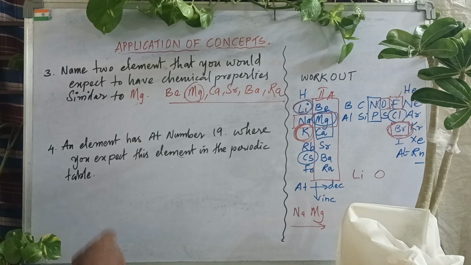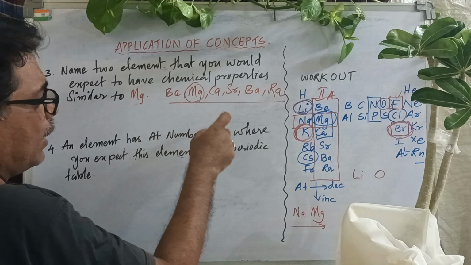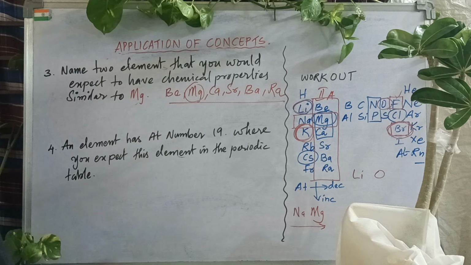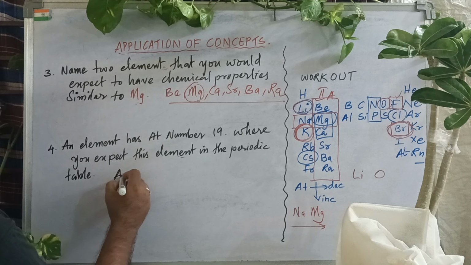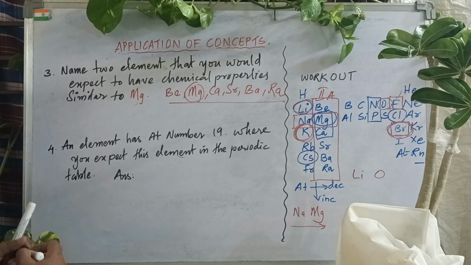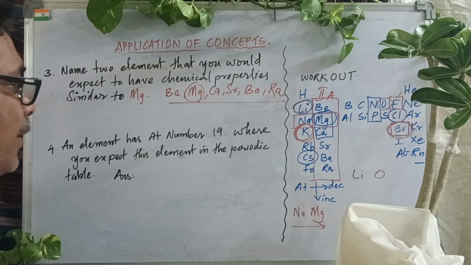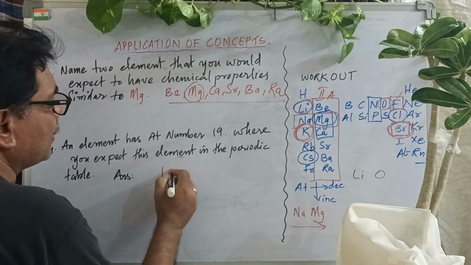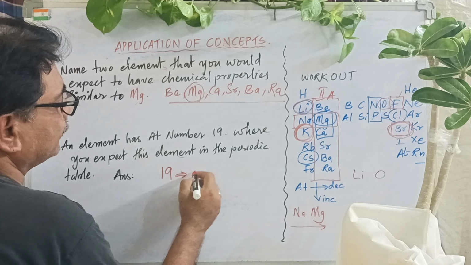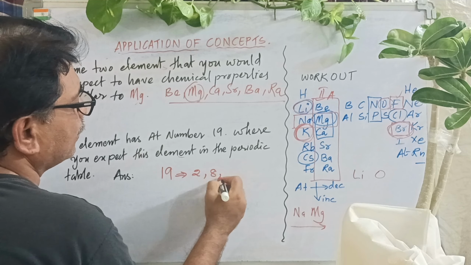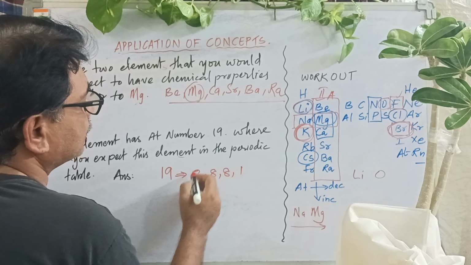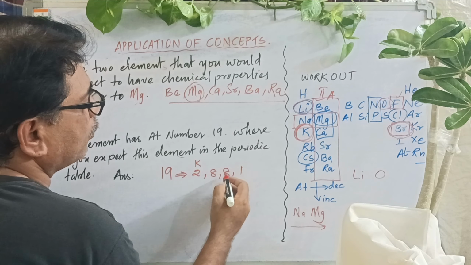Finish. Next. An element has atomic number 19. Where would you expect this element in the periodic table? This is a super interesting question. When an element with some atomic number is given, what you're supposed to do is very interesting. Given number is 19, isn't it? You split it into K shell, L shell, and M shell, like that. That is 2, 8, 8, 1.